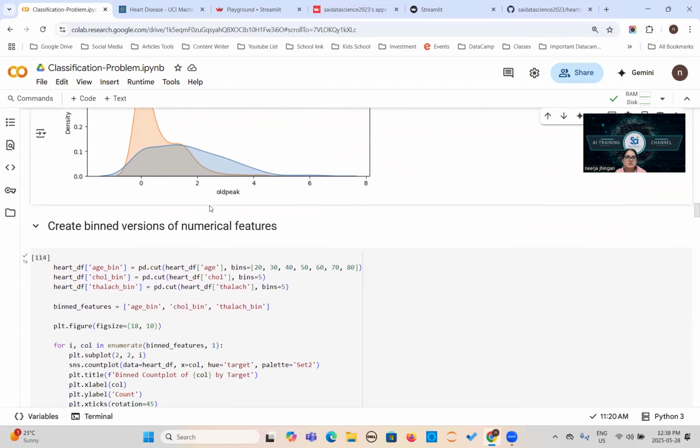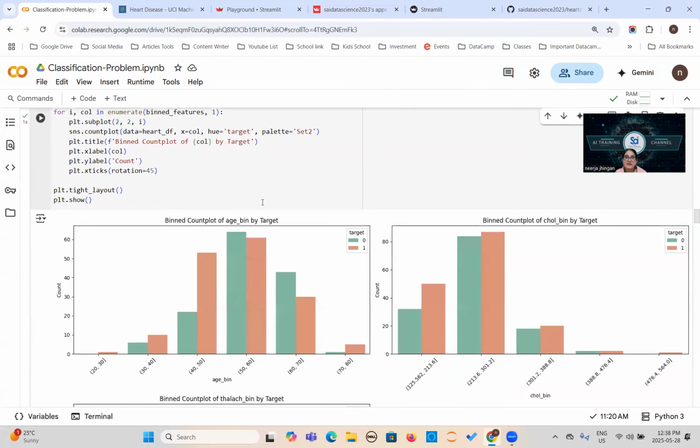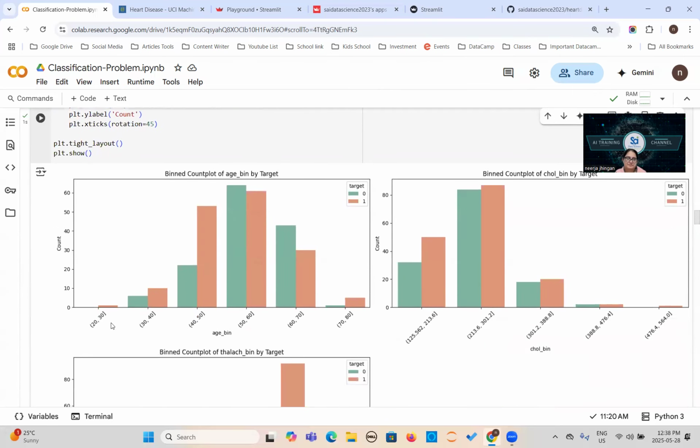All right, so I have drawn this one graph, but you can draw this graph too. What I did, I just used the cut method to cut it and converted it into groups, the bin size, and then I'm plotting the histogram, sorry, count plot. So this is also a clearer version.